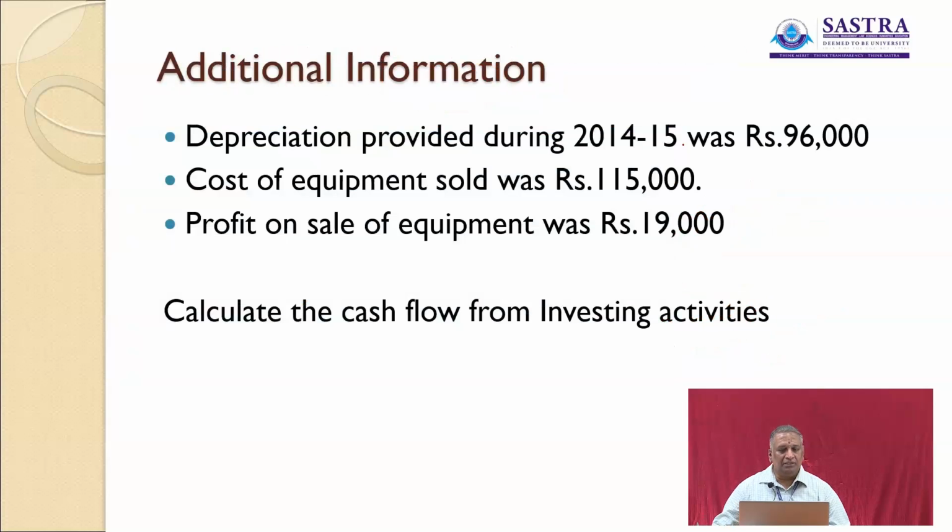So the additional information is given like this. Depreciation provided during 14-15 was rupees 96,000. This is current year depreciation provided with regard to the building and equipment. And the cost of equipment sold is given as rupees 1,15,000. And profit on sale of equipment is given as rupees 19,000. And you are asked to calculate cash from investing activities.